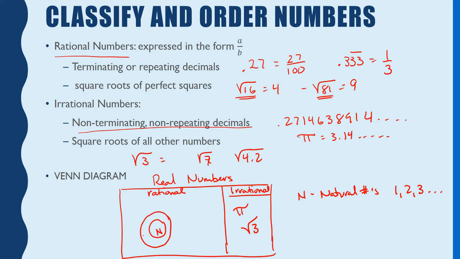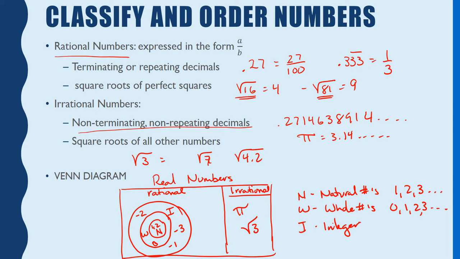If we add 0 to that, including the natural numbers plus 0, we get whole numbers. 0, 1, 2, 3. The next ring out is integers. Now we are adding our negatives, things like -3. So we added 0 to our natural numbers. 0 plus all the naturals are the whole numbers. Adding the negatives to the whole numbers gives us integers. That's -3, -2, -1, 0, 1, 2, etc.